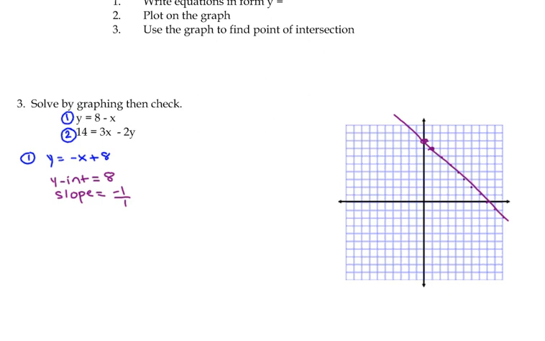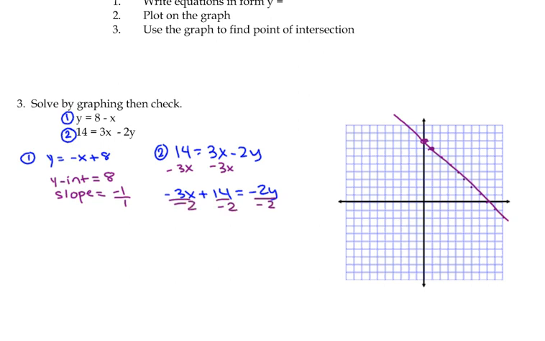Second equation. 14 equals 3x minus 2y. First step. Move x. So how do we move it? Minus 3x. So we get negative 3x plus 14 equals negative 2y. Then divide by negative 2.